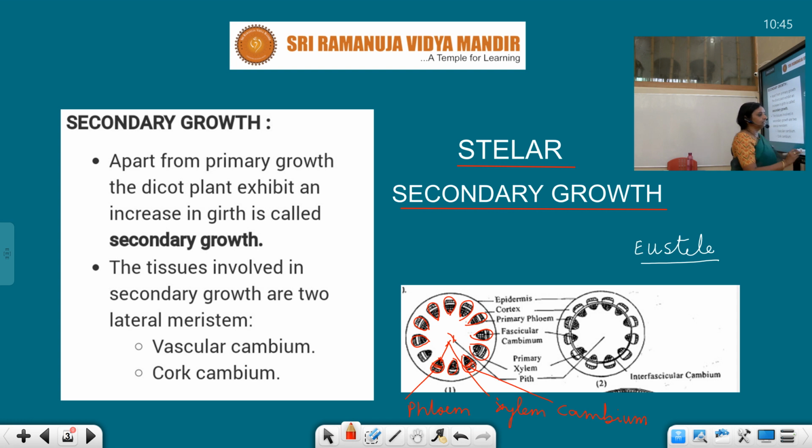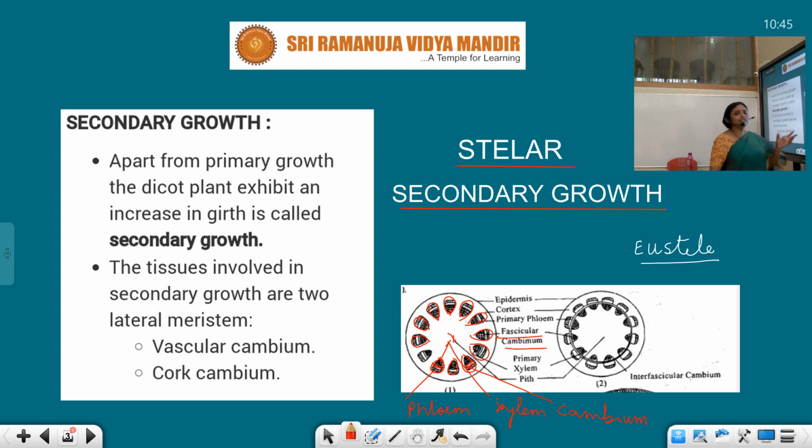Here also you can see. And this cambium which is present in between xylem and phloem is known as fascicular cambium. So earlier, when the plant is young, in the young stem, we can observe this type of structure. All the vascular bundles are arranged in a ring-like manner, and these vascular bundles have a cambium ring. This cambium is called fascicular cambium.